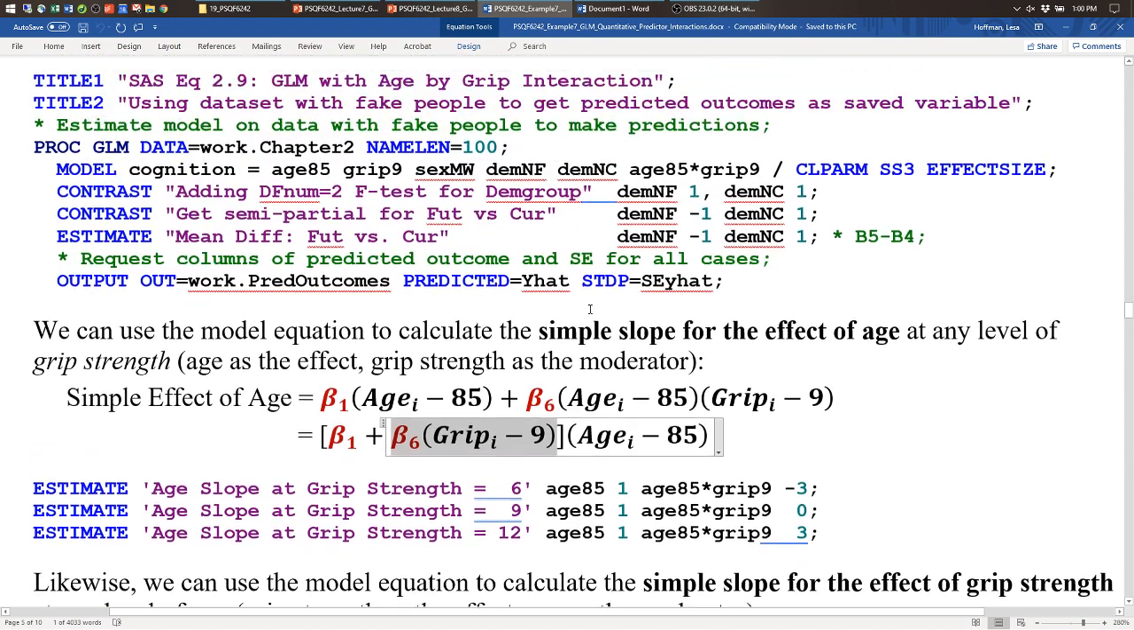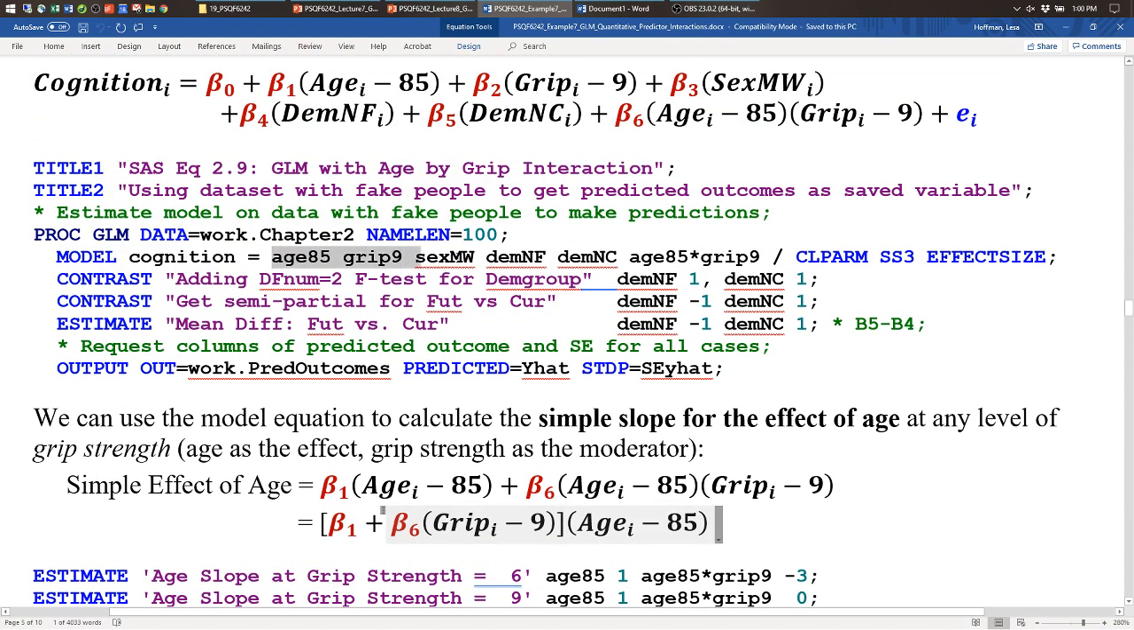Likewise, go back up to my model here. If I want to know how to predict the effective grip strength for any kind of person, how many terms in that highlighted section do I need? Still just 2. I need the main effective grip and I need the age by grip interaction. Everything else is irrelevant.